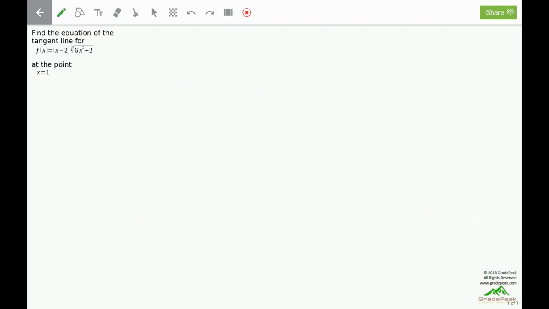Find the equation of the tangent line for f of x equals x minus 2 times the cubed root of 6x squared plus 2 at the point x equals 1. To find the equation of the tangent line, we need the x and y coordinates of the point. Right now we have only the x coordinate, so let's find the corresponding y coordinate. And that's going to be found by plugging that x coordinate into the function.